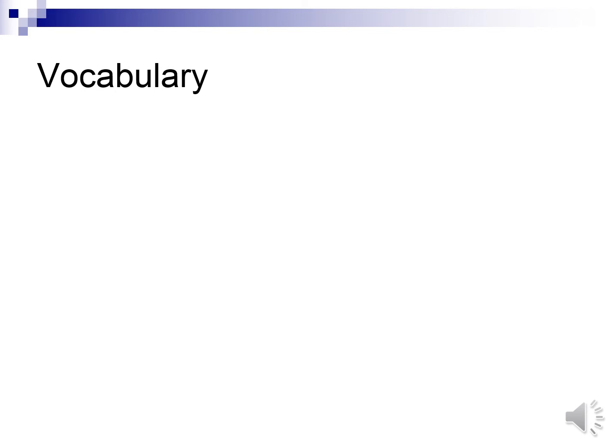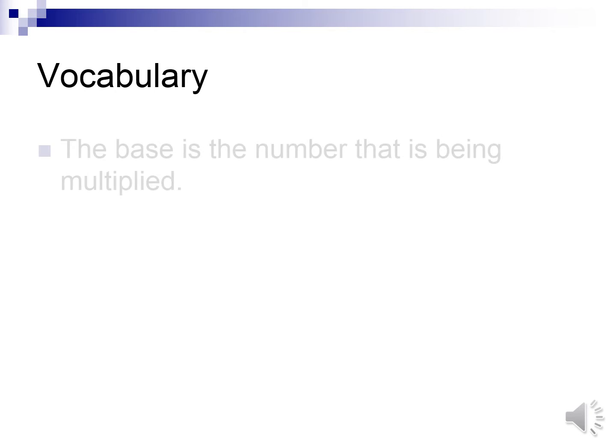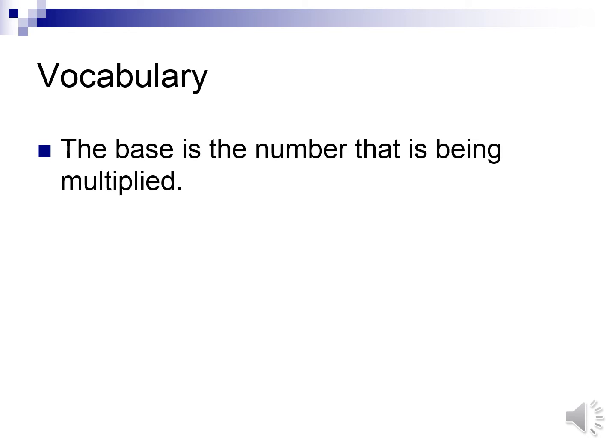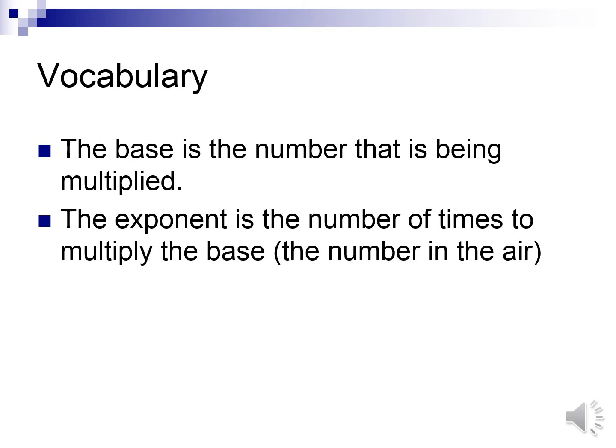Let's take a look at some vocabulary for this particular lesson. The base is the number that is being multiplied. So when we have a base and exponent scenario, the base is the big number at the bottom, and that's the one that's being multiplied. The exponent is the number of times to multiply the base by itself. In other words, it's the number that's up in the air next to the base.